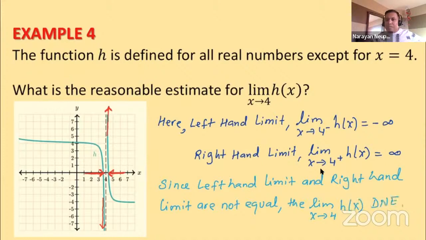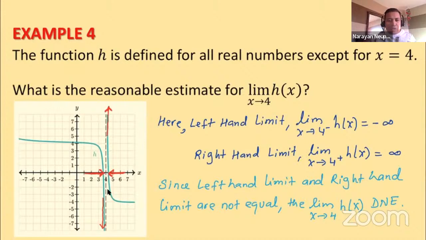See, just like the first example, the function was not defined at 4. But in the first example, the limit exists. In this one, the limit does not exist. The simple reason is the left-hand limit and right-hand limit are not equal. So if the left-hand limit and right-hand limit are not equal, the limit does not exist.